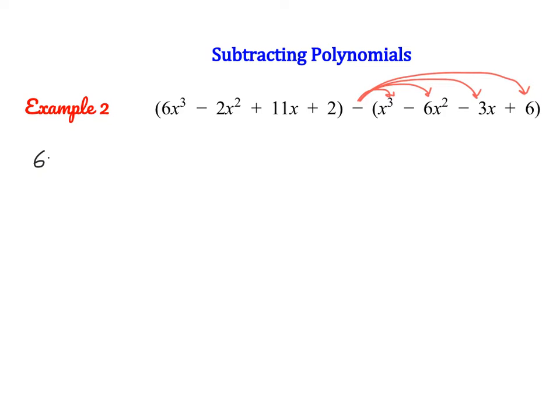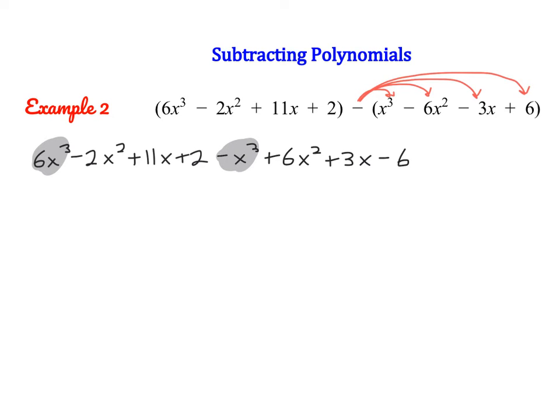So I'm going to list out the terms. Notice our first polynomial stays the same. None of these are going to change, but all of these are going to change. So it actually becomes negative x cubed, positive 6x squared, positive 3x, and negative 6. So from here we can group by colors. So I can combine my x cubed terms, I can combine my x squared terms, I can combine my x terms, and I can combine my constants. Remember, those are terms without variables.